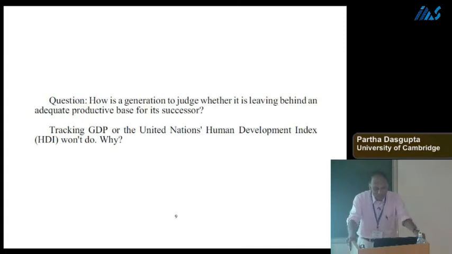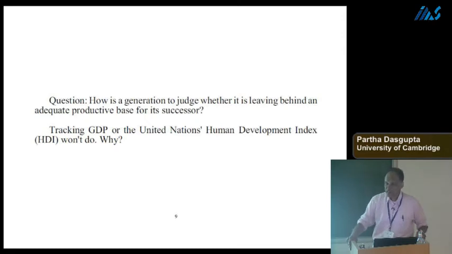So the question is, how is a generation to judge whether it is leaving behind an adequate productive base for its successor? Tracking GDP or the United Nations Human Development Index won't do, and you can spot immediately why. The reason is that in GDP, the rogue word is gross. And so you could have a high GDP, but leave behind a lower productive base. In fact, the means of having a high GDP could be to mine your productive base.